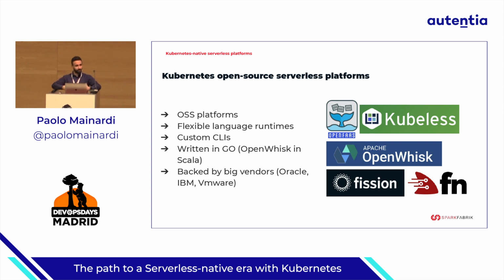They support containers, of course, because we are running them on top of Kubernetes. All of them have a custom CLI to support the entire life cycle. They are written in Go, so if you are familiar with Go, you can easily extend them. We know that Docker and Kubernetes are based on Go, so it's quite easy to glue these services with Kubernetes, with the Kubernetes API, for example. And they are backed by big vendors, Oracle, VMware, so they are not going to disappear very soon.